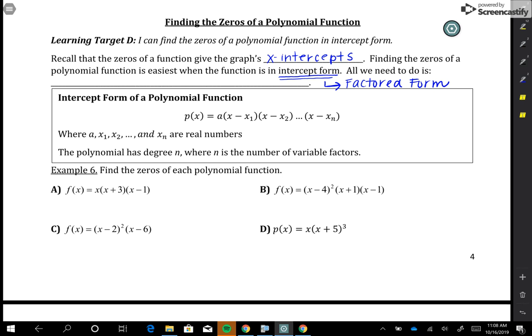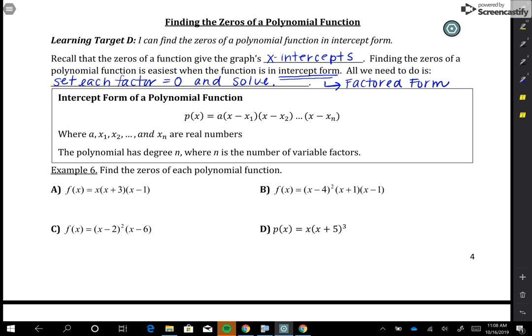And when we are given a function in intercept form or factored form, to find the zeros, all we need to do is set each factor equal to 0 and solve. So we've done this, for instance, when we were solving quadratics by factoring, that's how we solved them. We would factor them and set each factor equal to 0.